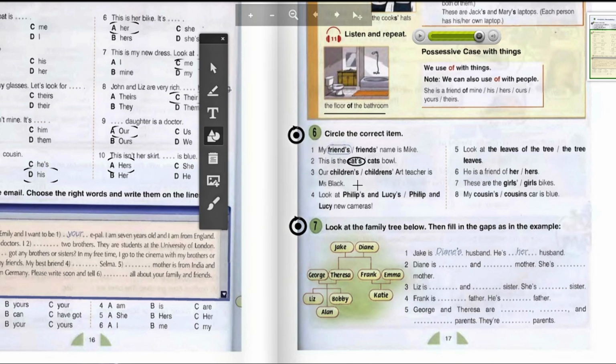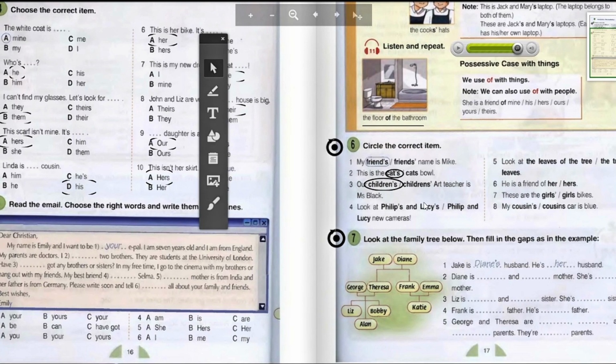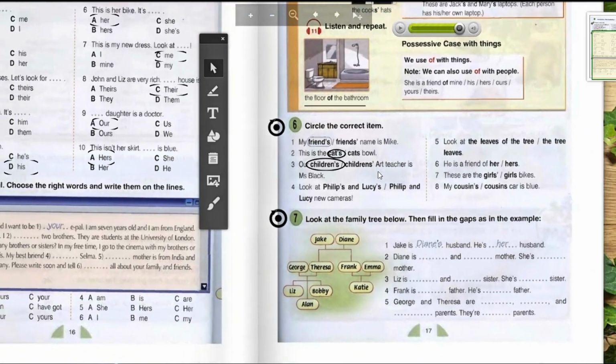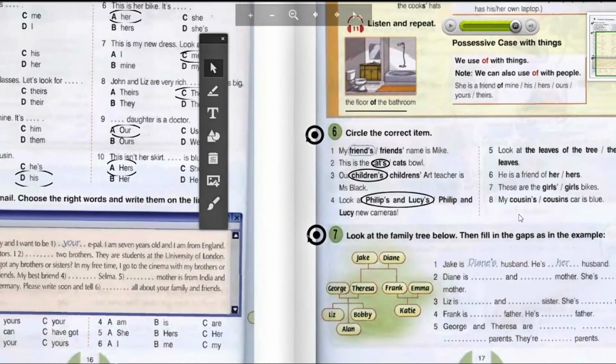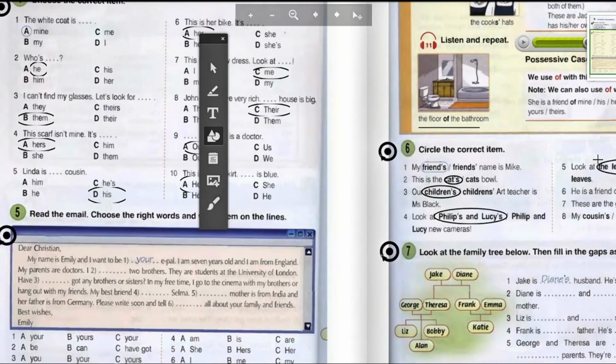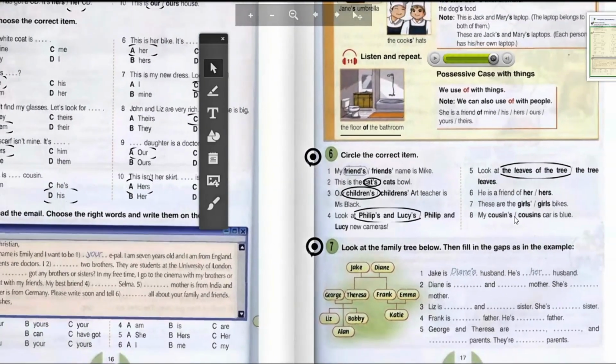So we know that with irregular plurals, we need to use apostrophe s. Our children's art teacher is Mrs. Black. So look at Philippe and Lucy's new cameras. Each of them has their own new camera. So we need to use it like this. Look at the leaves of the tree, because in Azerbaijani we say ağacın yarpaqları. So the leaves of the tree.